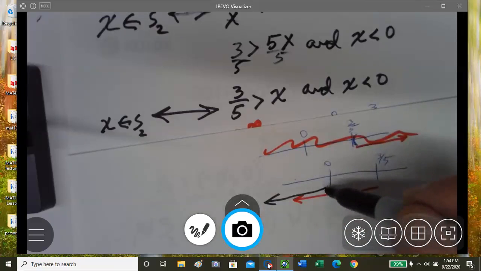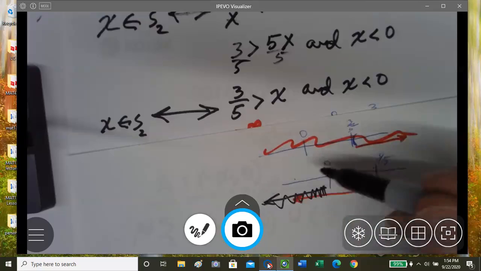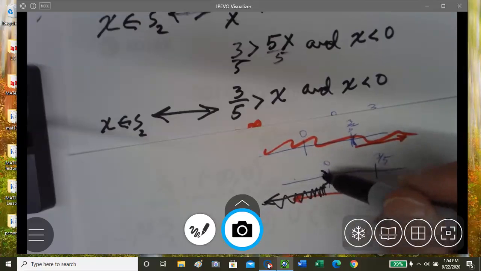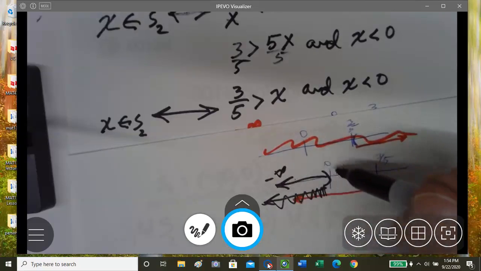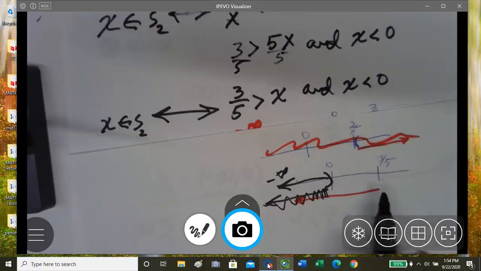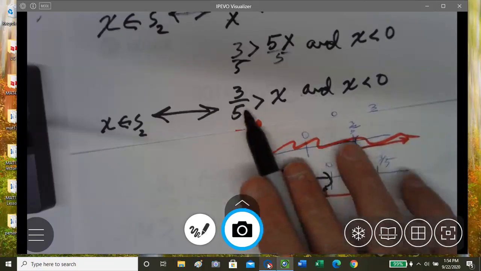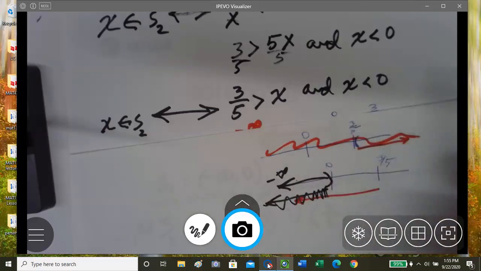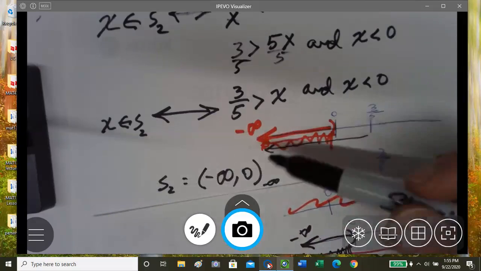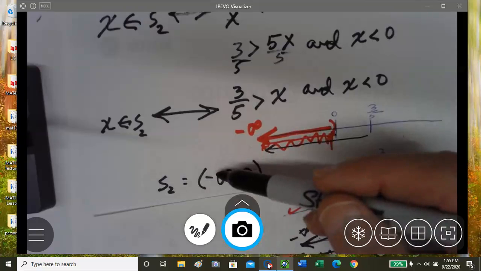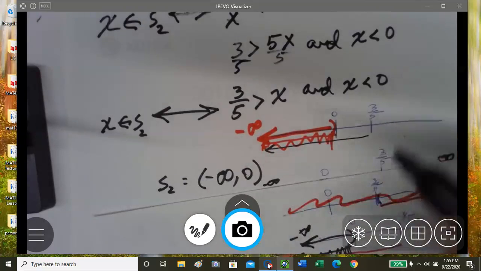But since the overlap is here at 0, the solution is going to be from negative infinity to 0, because that's where both conditions are satisfied. So our solution here is going to be S2 is negative infinity to 0.